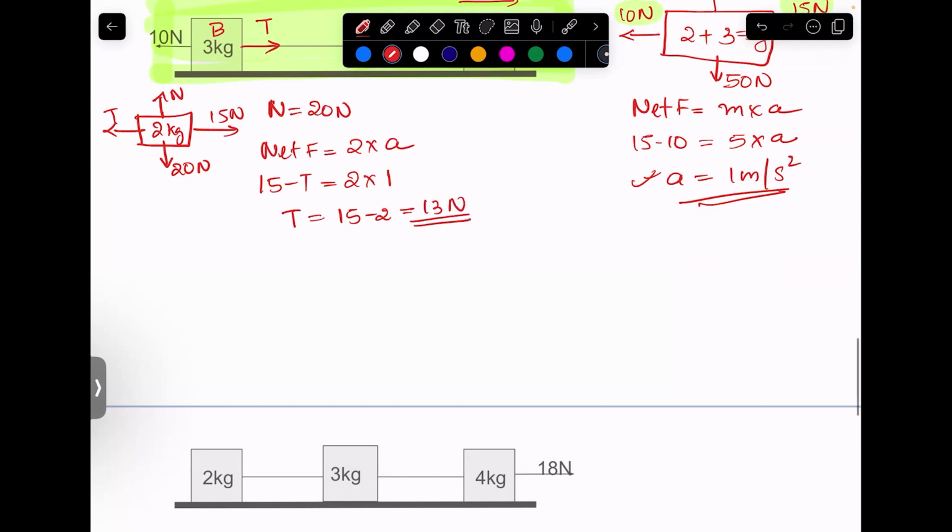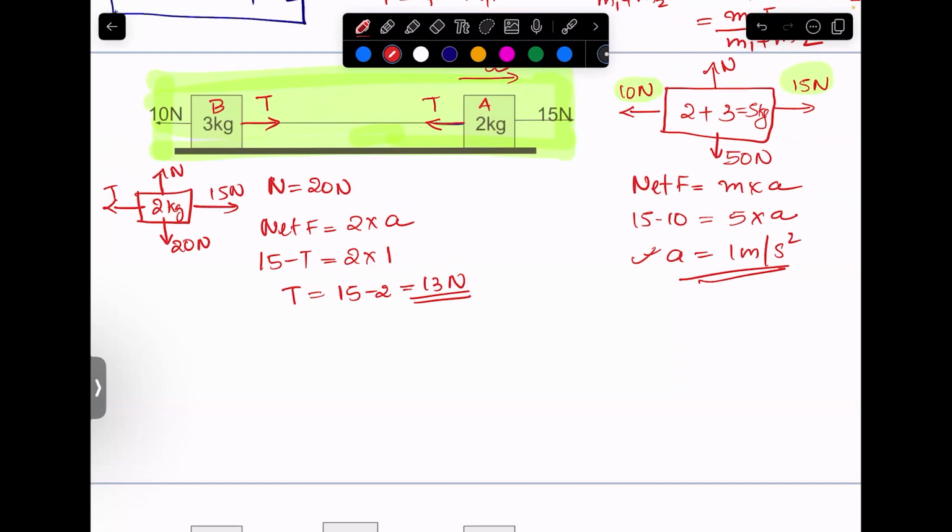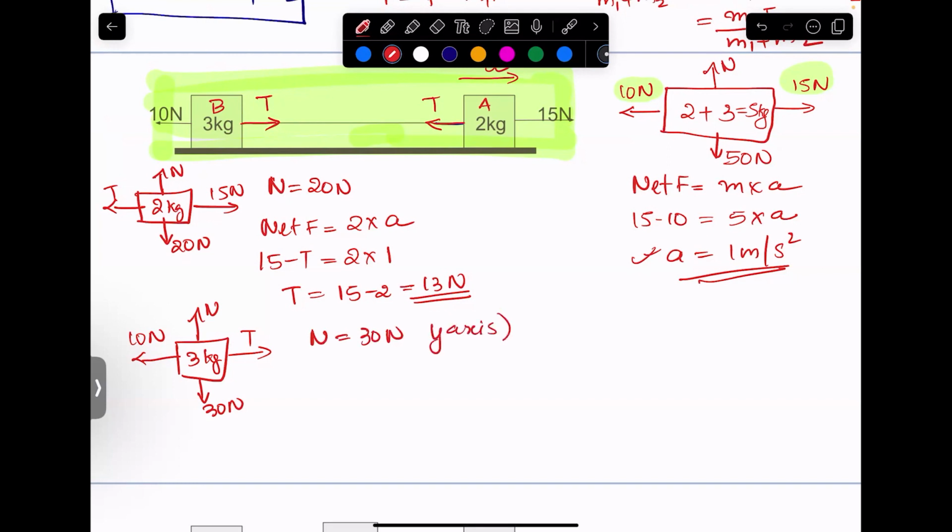Now, if you check the same with the 3 kg block, T is acting towards the right, 10 Newton is acting towards the left, and N is there, and there is this 30 Newton weight. So the reaction force here is N equal to 30 Newton along the y-axis direction. If this is the axis, X and Y, along the vertical direction, y-axis, this is how it is.